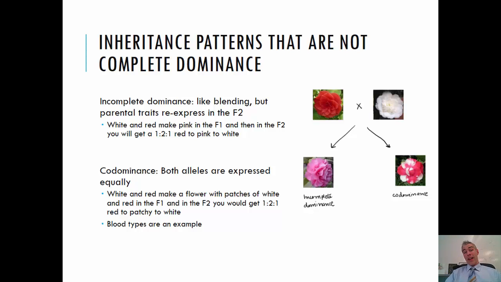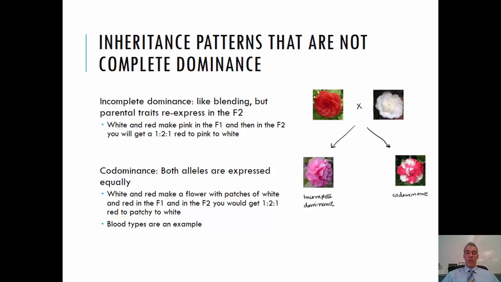All right, so now we're going to look at inheritance patterns that are different from these normal Mendelian inheritance patterns, though they still follow kind of the same rules. They just manifest themselves in different ways. So the first two we're going to look at are incomplete dominance and codominance. In incomplete dominance, it's kind of like blending. So if you have a white flower and a red flower, you would get a pink flower from that result. But it's not truly blending, because if you take a pink and mate them together, like in the F1, the resulting F2 generation, you'll get a 1 to 2 to 1 ratio of red to pink to white.